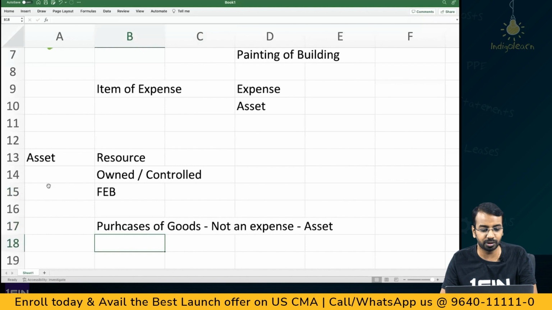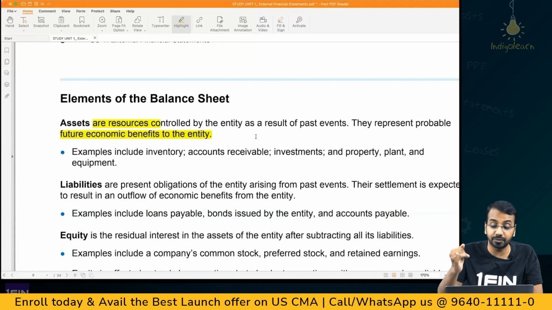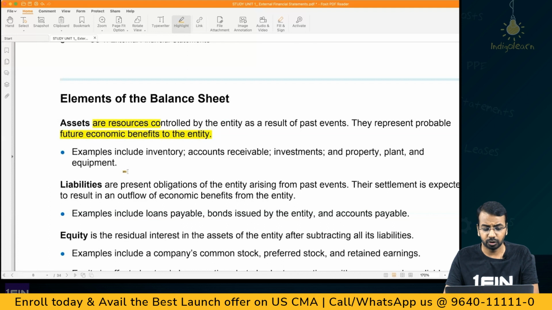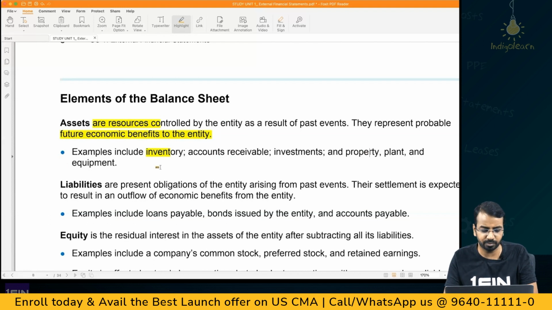So coming back to the definition, assets are resources controlled by the entity as a result of past events. They represent probable future economic benefits to the entity. Probable means more than 50% chance. So any item you see on the balance sheet, inventory, accounts receivable, investment, property, plant and equipment, all of these are called assets. Simple definition. I hope there is no confusion in this. If you have any confusion, you can ask me, but I think this is a very simple and straightforward thing.